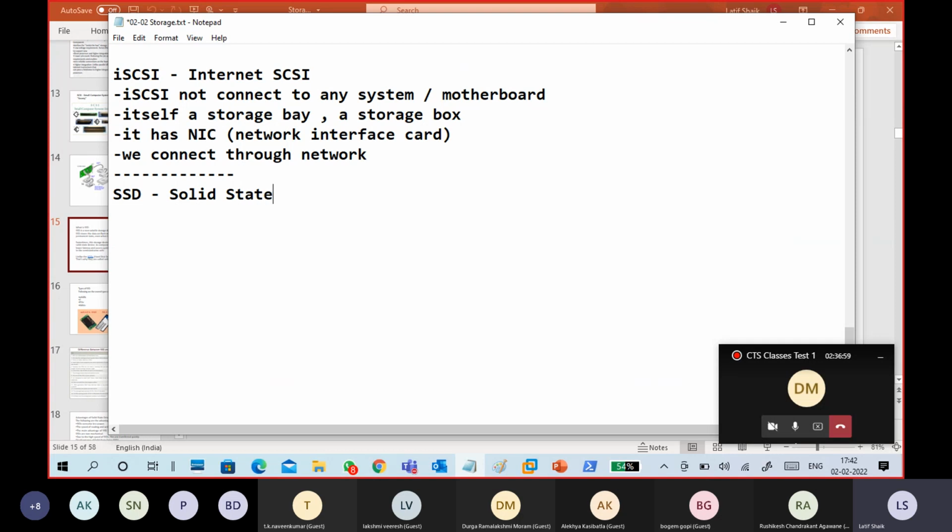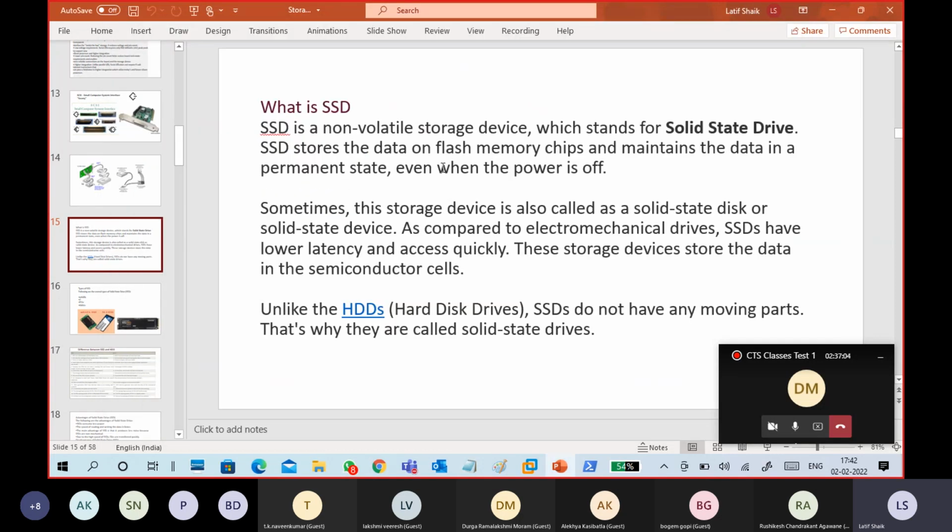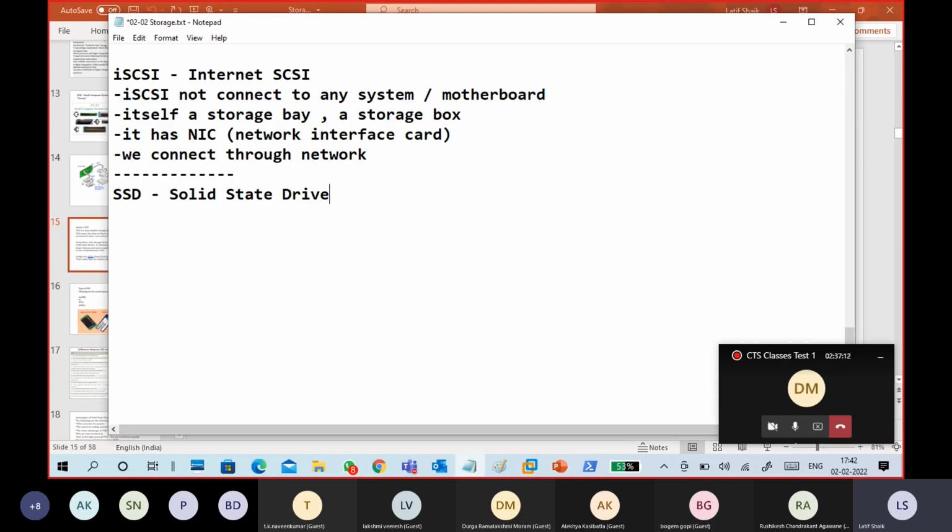Solid state drive or device. What is SSD? Solid state drive. It is a non-volatile storage. What is non-volatile storage? Like HDD, it's like a ROM, which is non-volatile. RAM is volatile. Non-volatile means even if the power is off, the storage will still be there.